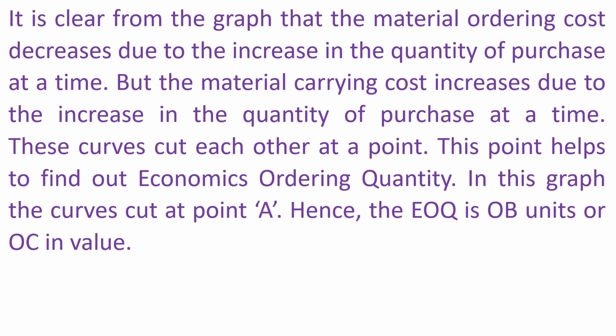It is clear from the graph that the material ordering cost decreases due to the increase in the quantity of purchase at a time. But the material carrying cost increases due to the increase in the quantity of purchase at a time. These curves cut each other at a point. This point helps to find out the economic ordering quantity. In this graph, the curves cut at point A. Hence, the EOQ is OB units or OC in value.